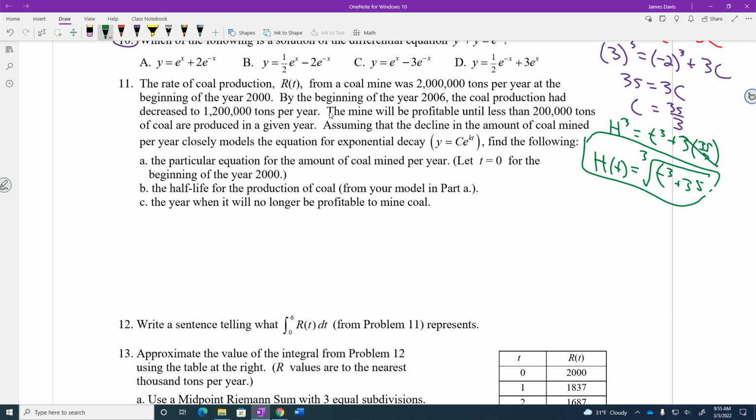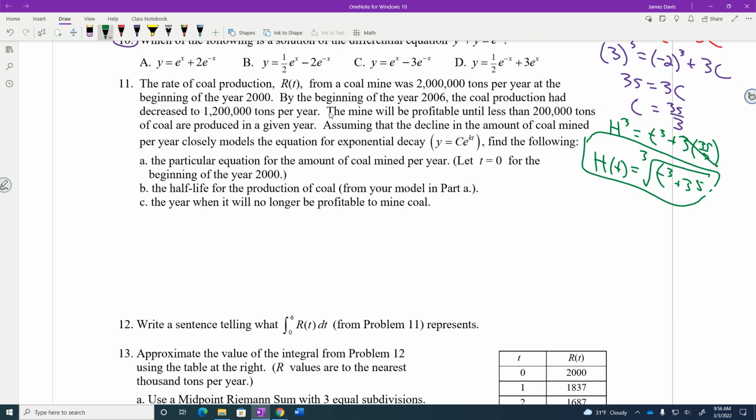Do we know what C is? Yeah, C is 2 million. All right, we don't know what k is, right? It doesn't say anything about the rate. Okay. Now the time, that's something that is generally variable, and we've got some information about that.